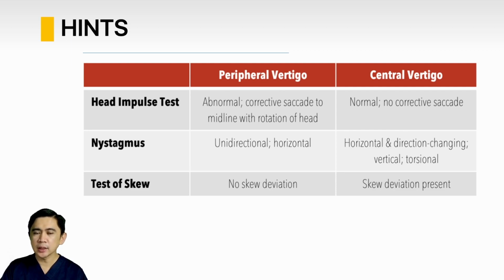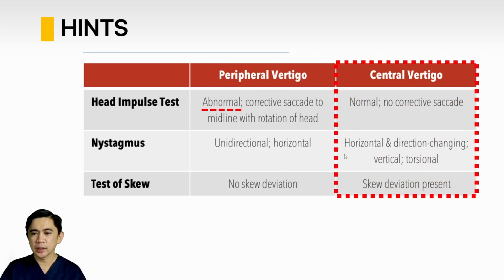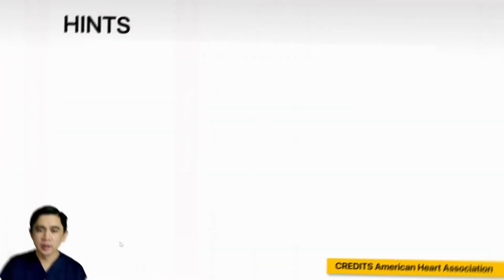Now, a summary of the HINTS. If the head impulse test is abnormal, it is usually a peripheral vertigo. And if there is horizontal and direction changing, as well as vertical or torsional nystagmus, and if there is skew deviation or vertical displacement on covering the eye, it also means a central vertigo.